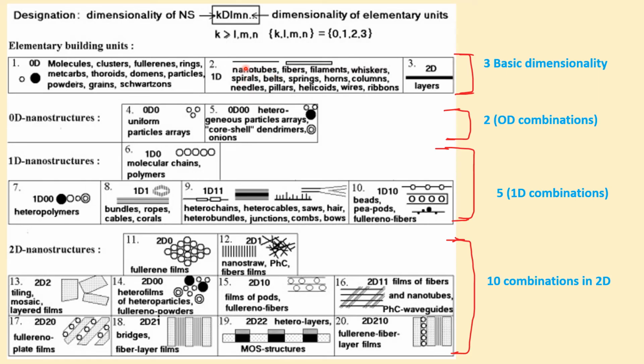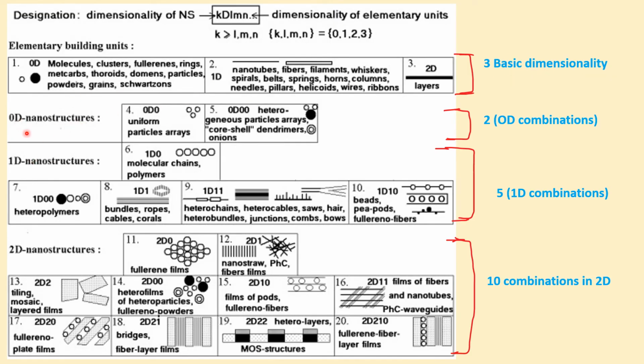1 dimension maybe nanotubes, nanofibers, or some spirals of some length. So this is 1 dimension material. In 2 dimension, these are the nano layers. So these are the three basic units. Three combinations are there.